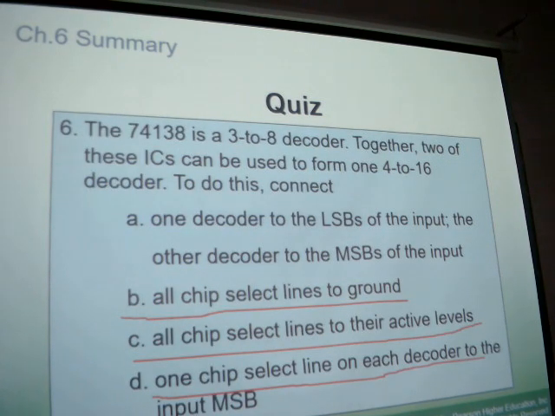Decoder. Two chips are used to form a 5 to 32 decoder. Right.